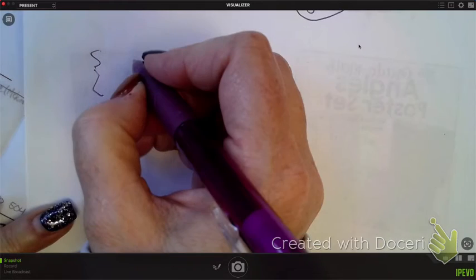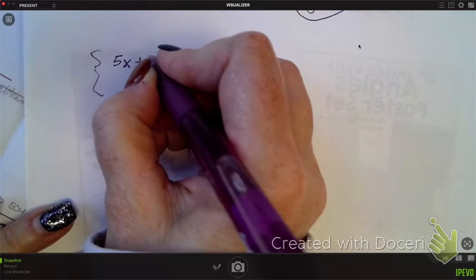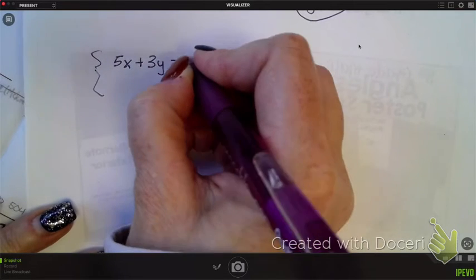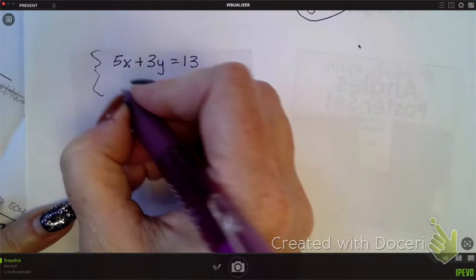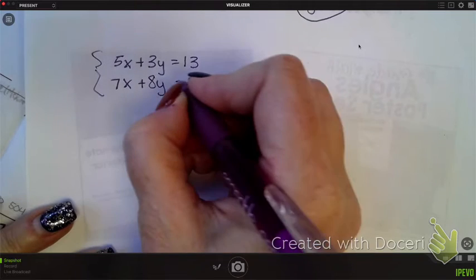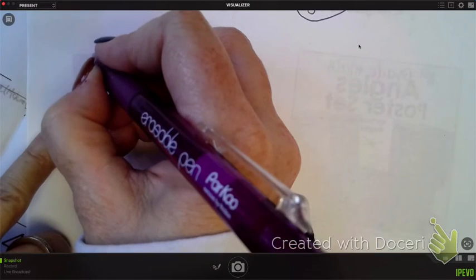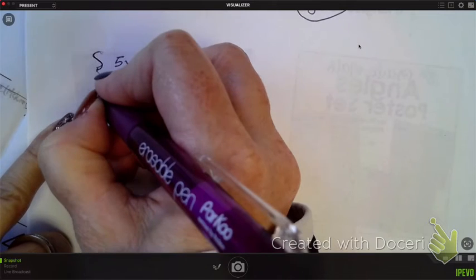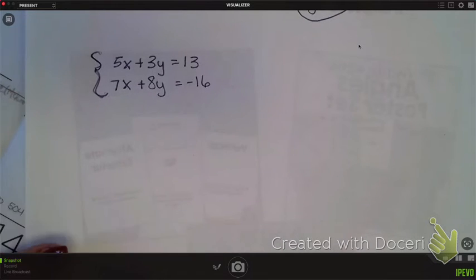Okay, 5x plus 3y equals 13. 7x plus 8y equals negative 16. And that is a horrible bracket. Is this number 6? Yep. I didn't label them because anybody watching the video isn't going to.